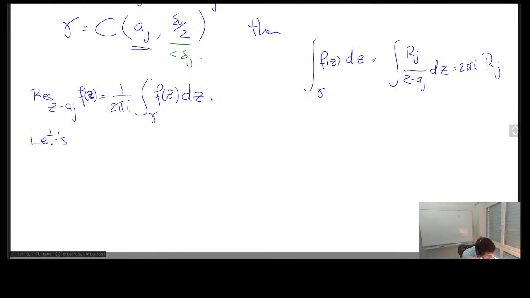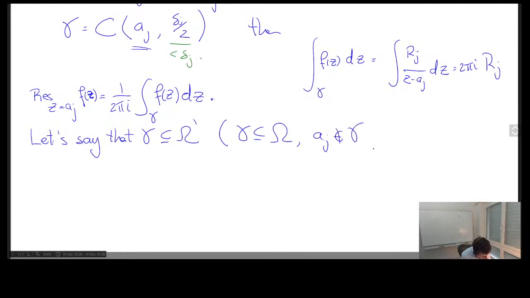Let's say that we have a curve, right? A closed curve that's inside omega prime. You should just think of it as a curve inside omega, but I need to make sure that a_j is not on the curve for any j, because otherwise it's trouble. Now let's say that the curve is homologous to 0 in the big set omega. The only way it might not be homologous to 0 in omega prime is that it might go around these isolated singularities a_j.